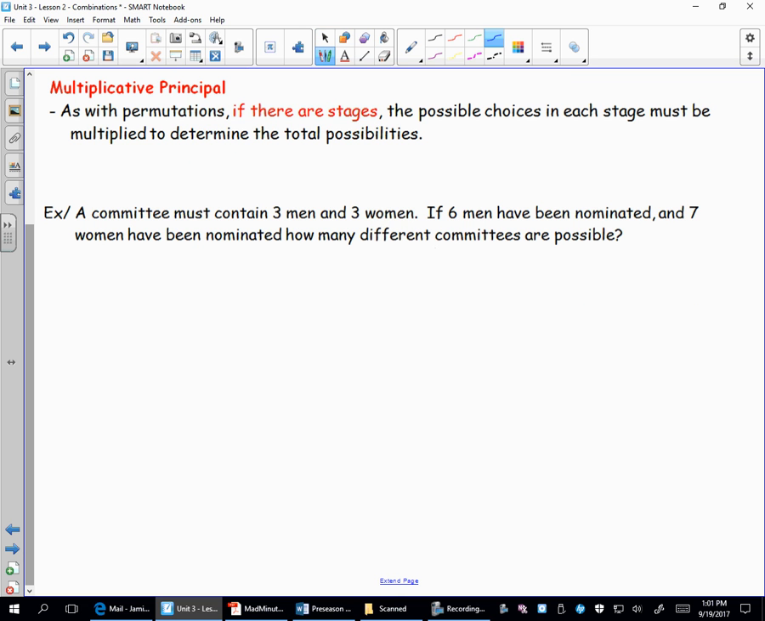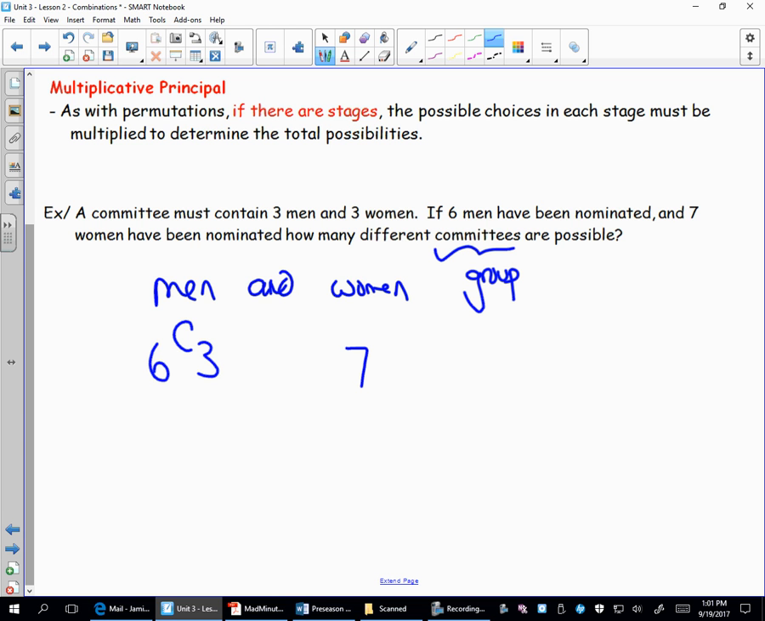A committee is a fancy way of saying group. I'm not asked to fill in a president and a vice president and a secretary and give them specific jobs. So this is a combination. But I need to select the men and the women. For the men, there's 6 to choose from, and I need 3 of them. The women, there's 7 of those, and again, I need 3 of them. And we know the idea of "and" means I need to multiply. So we can combine combinations with multiplying. And hopefully you get 700 if you do that one.